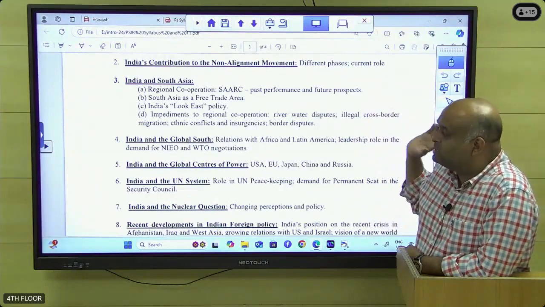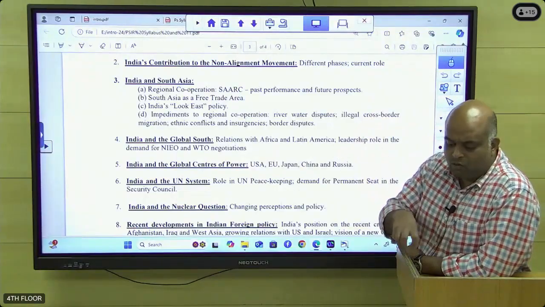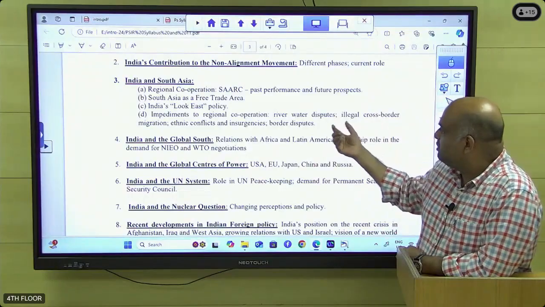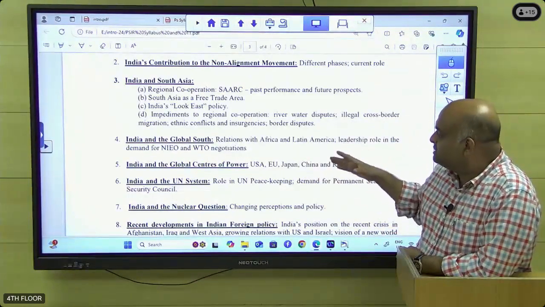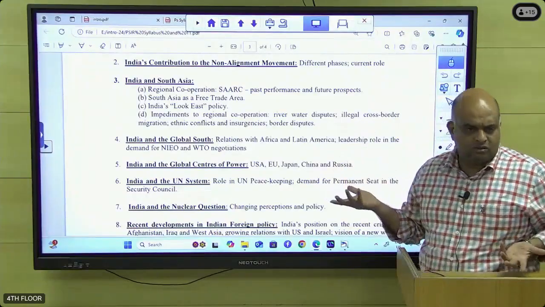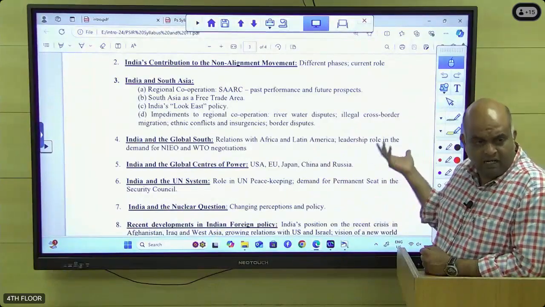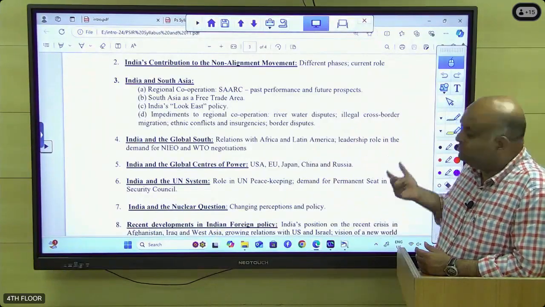And then India's Look East policy. And then impediments to regional cooperation. So India cooperating with the neighbors means it is getting into a lot of trouble. Why? Because of this problem. River water dispute, illegal cross-border migration, ethnic conflicts, insurgencies, border dispute. So easy one. So all these things we will discuss in bilateral relation itself. So here we have to go for answer writing practice.